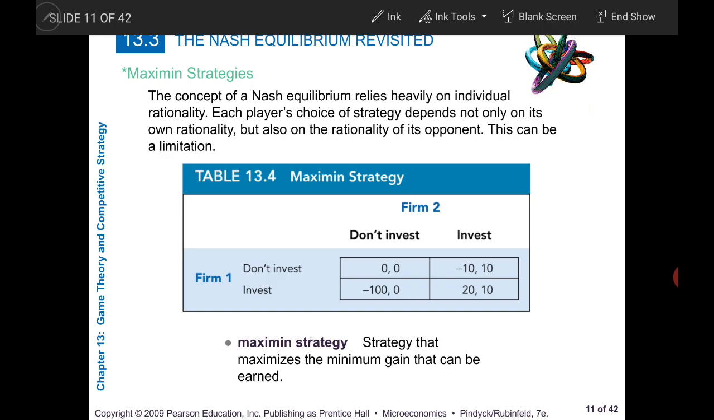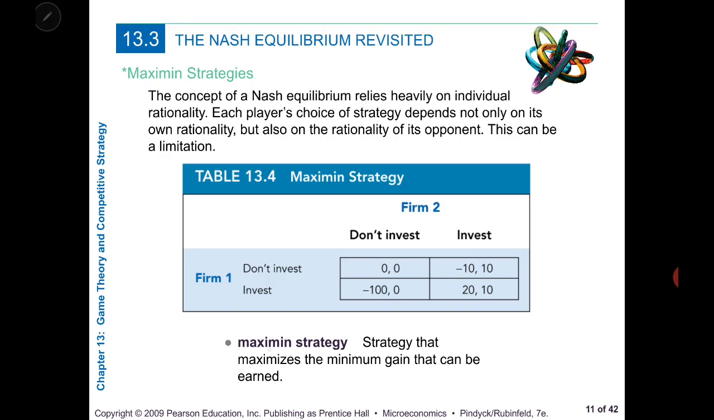will have to adopt a Maximin strategy. A Maximin strategy maximizes the minimum gain that can be earned. Maximin strategy, in other words, is to avoid the worst case scenario. Okay, firm 2 has a dominant strategy to invest, but at the same time, you never know, they might not invest. So as firm 1, the one who does not have the dominant strategy, what do you do?